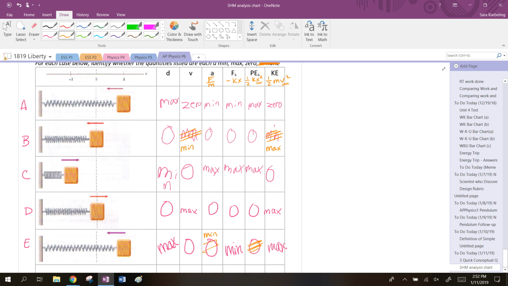I think I was thinking that part C was at equilibrium. Oh, okay. Does that help you? I think it does. Okay, so then this one here, because it's at a maximum displacement, we're going to have a maximum potential energy. And because this one has a velocity of 0, the kinetic energy is going to be 0 as well.